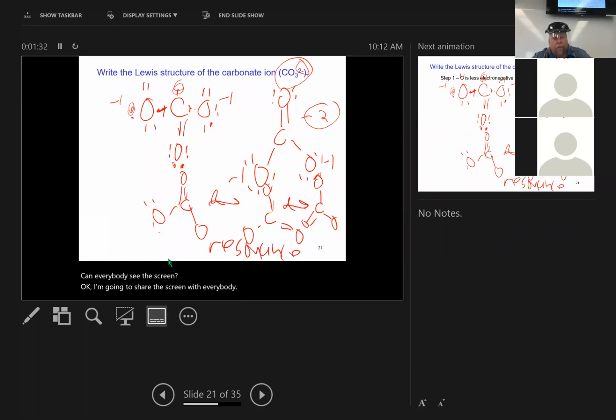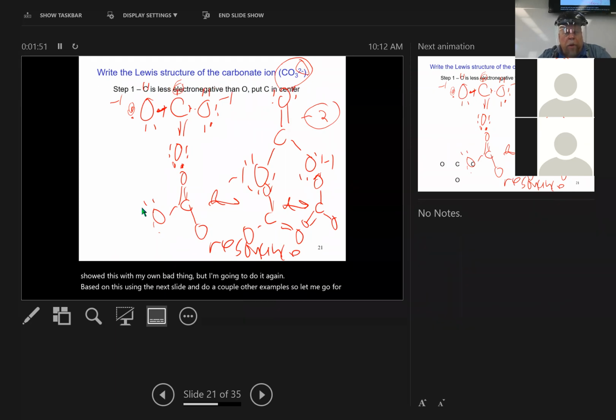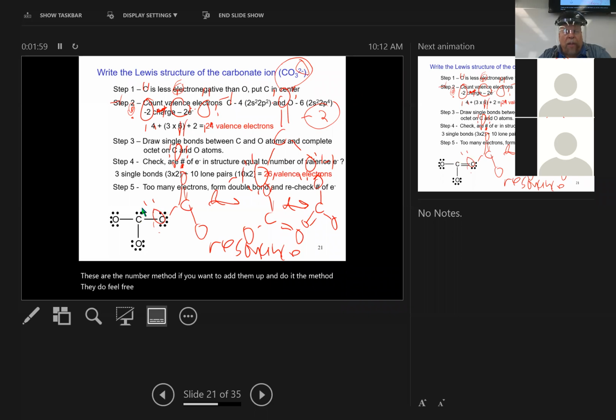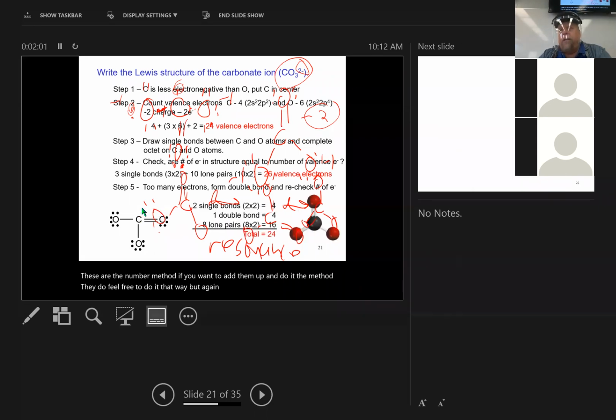Okay, now, basically the Lewis dot structure of the carbonate ion. I kind of showed this with my own bad thing, but I'm going to do it again using the next slide and do a couple other examples. So let me go for that one now. These are the number method. If you want to add them up and do it the method they do, feel free to do it that way. But again, I recommend you do it mine, just because it'll help you understand the three-dimensional aspect of the fact that these are real things, not just a set of numbers.